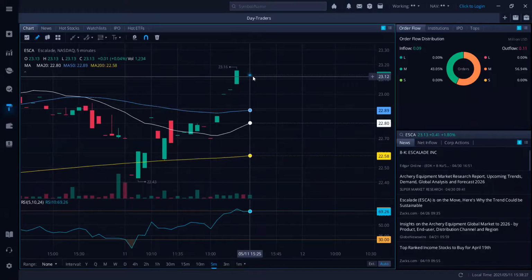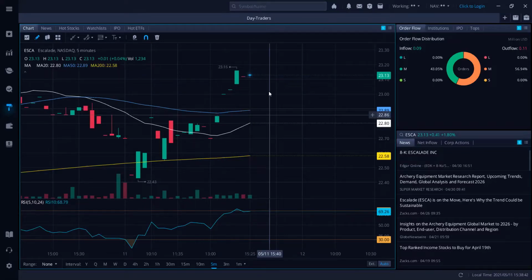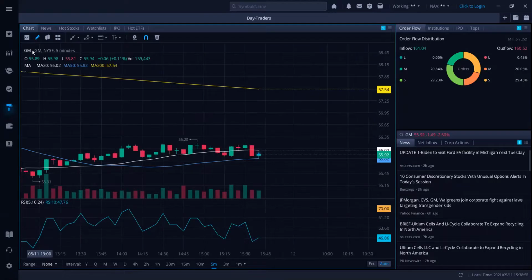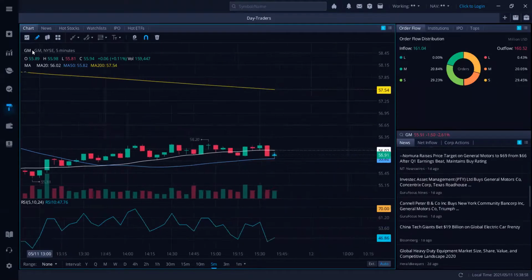You see these candlesticks? Yeah, these candlesticks, we're not going to be able to make any price action off of this. So let's choose something else. GM, let's go GM. Okay, let's see what GM is doing.